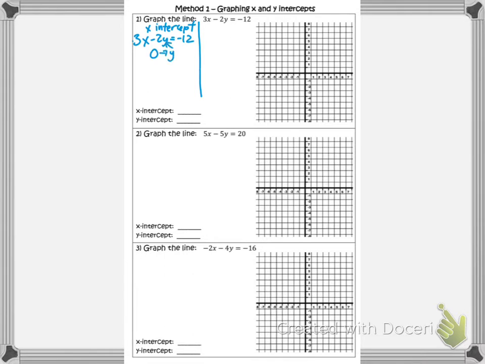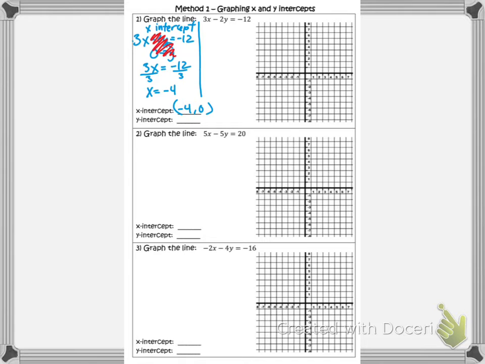So what that does is that cancels out that y term. So this technically goes away. And we're left with, because 0 times negative 2 just cancels out to 0, 3x is equal to negative 12. From here, we can go ahead and divide both sides by 3. And x will be equal to negative 4. But my x-intercept is a point, so I need to put it in as negative 4, comma 0.